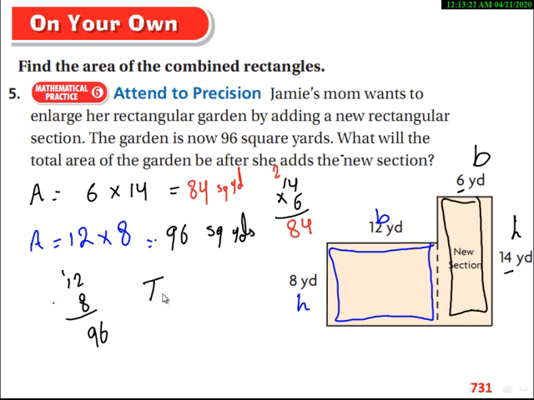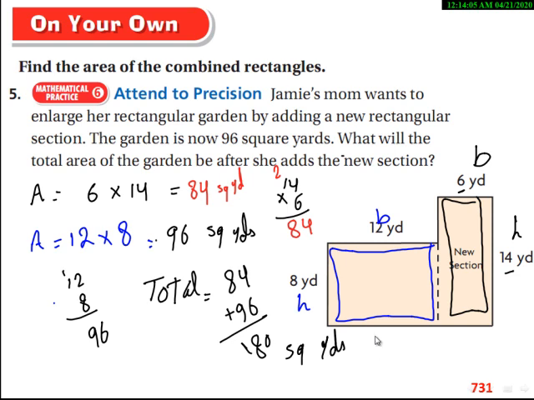The total area equals what? Equals 84 plus 96. Here, 10, so 0 and carry 1. 9 plus 9 equals 18. So the final answer is 180 square yards. Did you get the meaning of the area of combined rectangles?